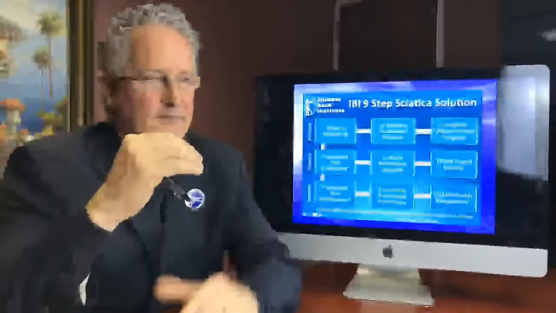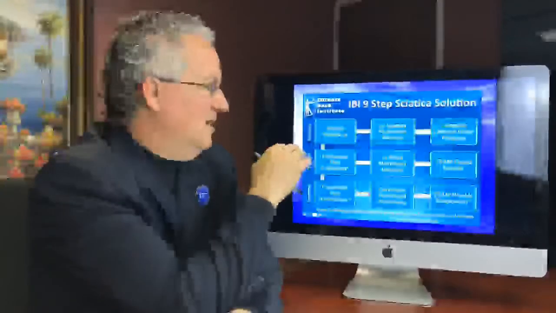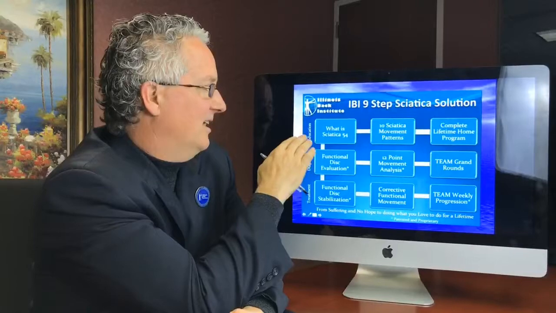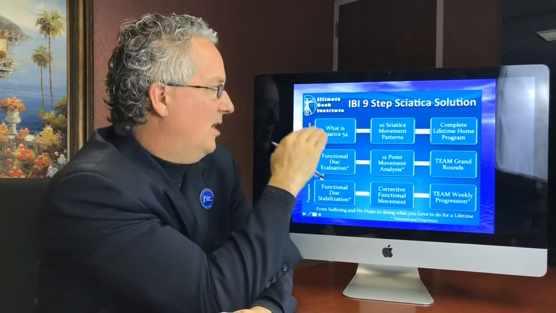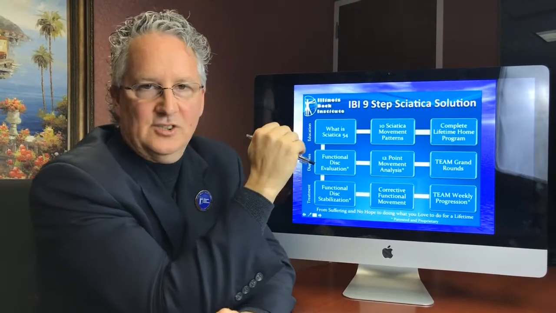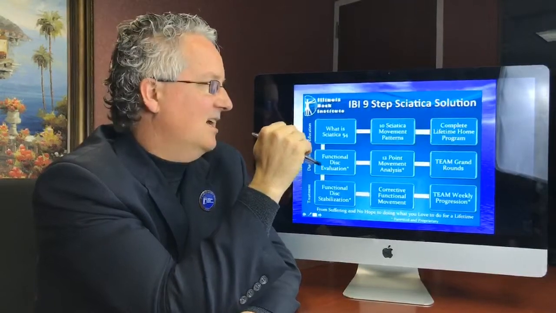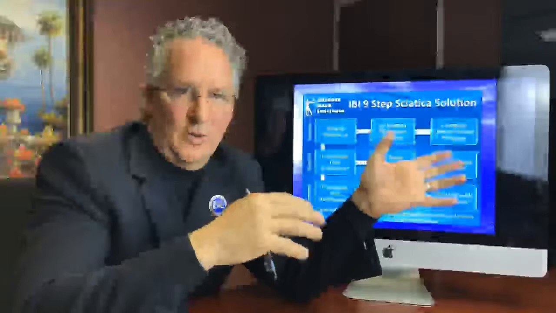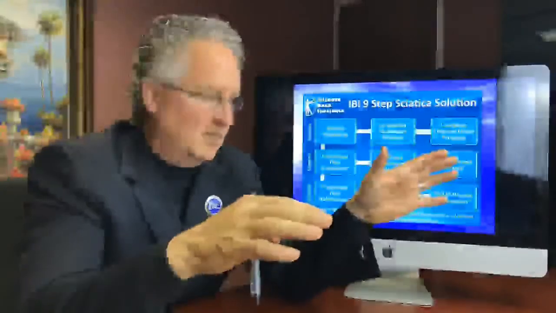9 exact steps. So we know that there are 9 steps, and part of the process is giving you an education about what is sciatica, what exercises are best for sciatica, and what you need to do over your lifetime to make sure that if your sciatica goes away, it doesn't come back.